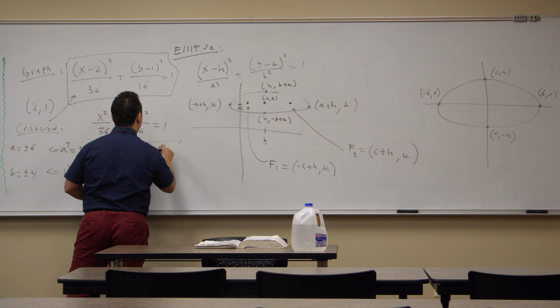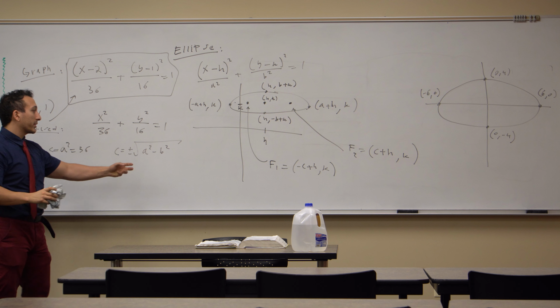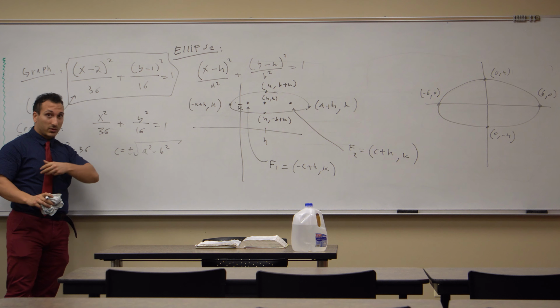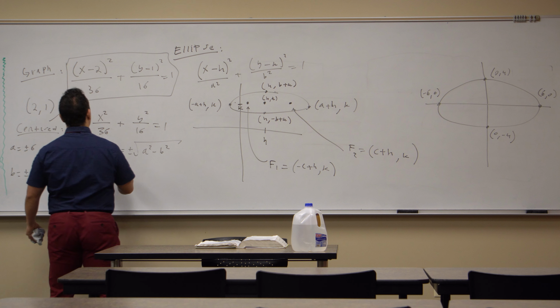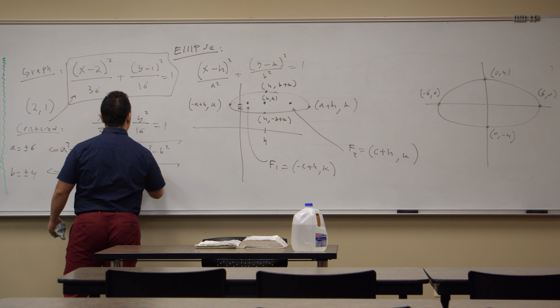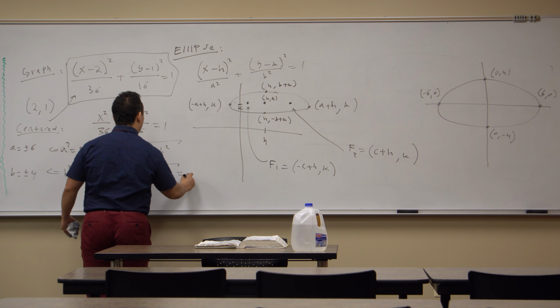A squared minus b squared. We got to do a squared minus b squared because a is the larger number, and this ensures we don't take the square root of a negative number. Alright, so then c is equal to plus or minus the square root of 36 minus 16, which I think I could do this one.